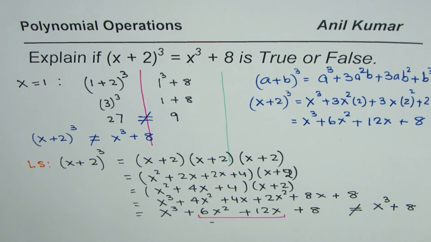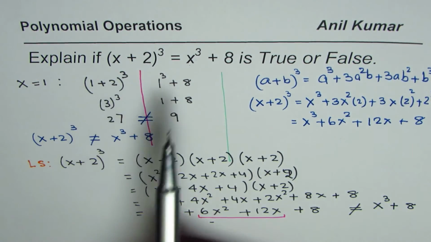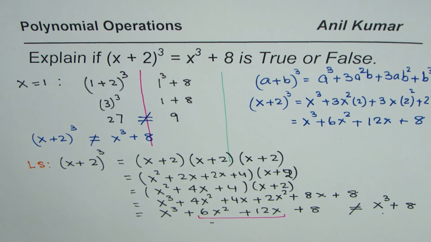Either way, you can see that these two polynomials, (x + 2)³ and x³ + 8, are not equal, right? So that is how we can say that these two are not equal.